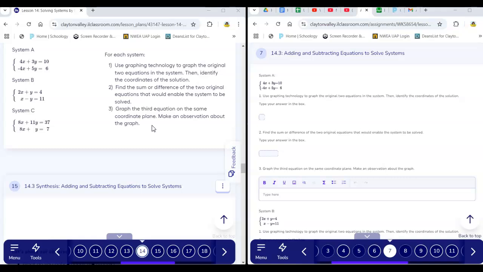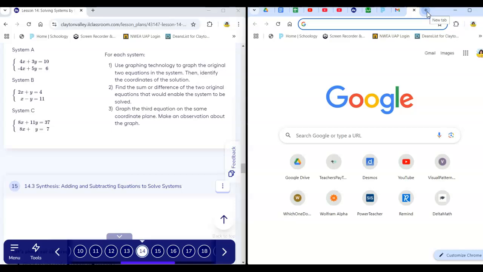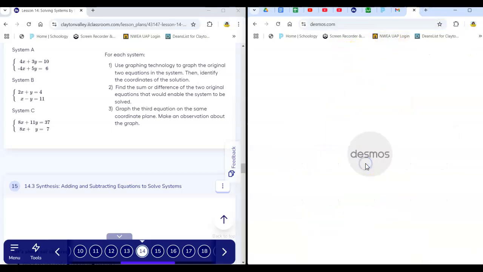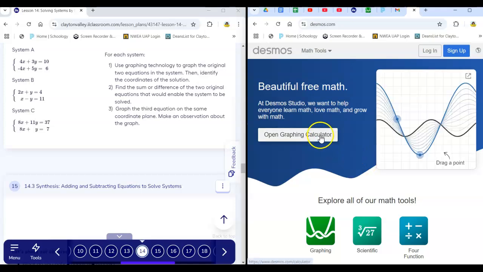So first you're going to graph the first two equations. Then you're going to identify the coordinates of them. Then you're going to add these two together. I will walk you through the first one. Let's go to Desmos. Open up the graphing calculator.